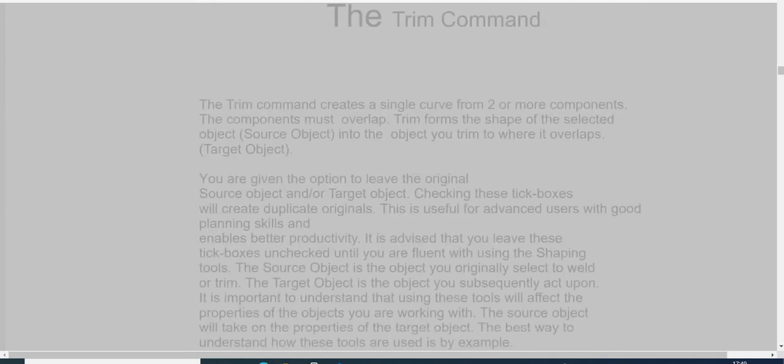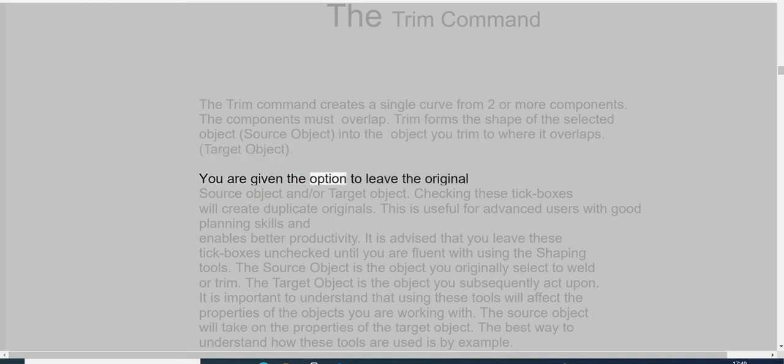The trim command. The trim command creates a single curve from two or more components. The components must overlap. Trim forms the shape of the selected object, the source object, into the object you trim to where it overlaps, the target object.